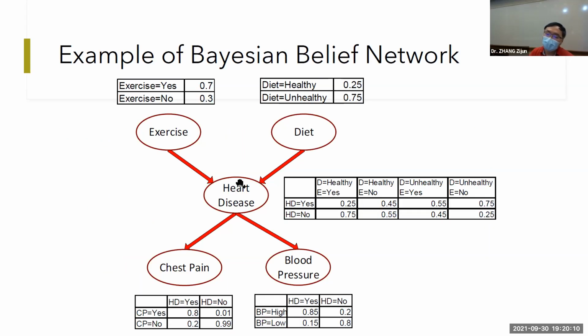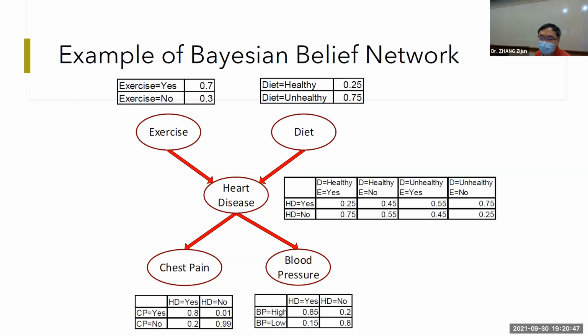Here we introduce an example of a Bayesian belief network. This slide shows the setup of the Bayesian belief network. And this example comes from medical healthcare. Okay. So there are 5 variables incorporated in this problem. One is called exercise. Another is called diet. Third variable is heart disease. The fourth variable is called chest pain. And the last one is called blood pressure.